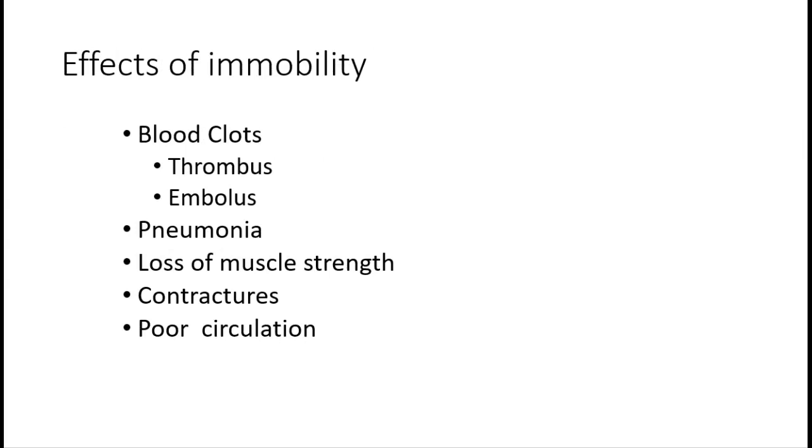Blood clots are another example. A thrombus is a stationary blood clot, and that's usually found in the calf of the leg. It's sometimes called a DVT. The calf can become swollen, or it can be warm to touch. These are signs that we would look for, and this happens from not getting up and walking. An embolus is a moving blood clot, and that can become lodged in the heart. It can be lodged in the brain. It can be lodged in the lungs. And all of these can be fatal and cause issues. We talked about pneumonia, loss of muscle strength, contractures, and poor circulation. All of those things are effects of immobility.